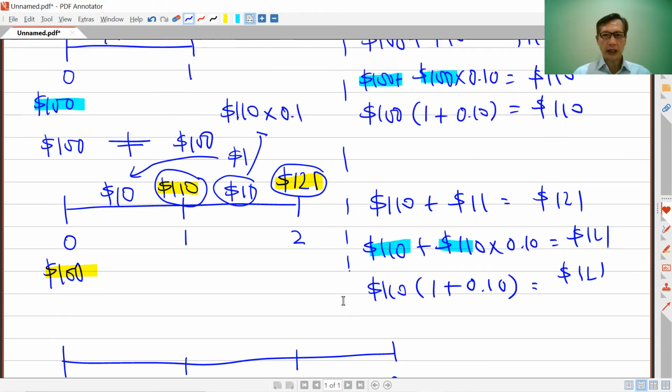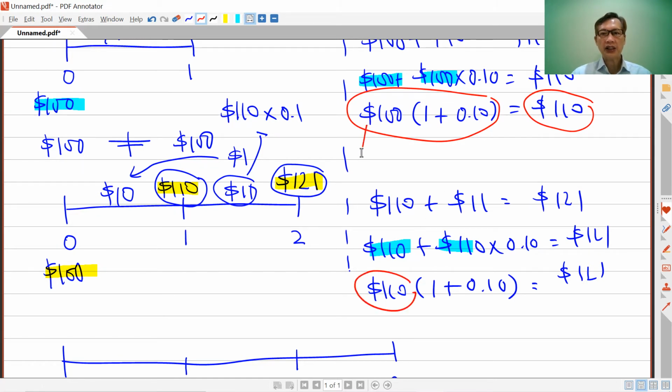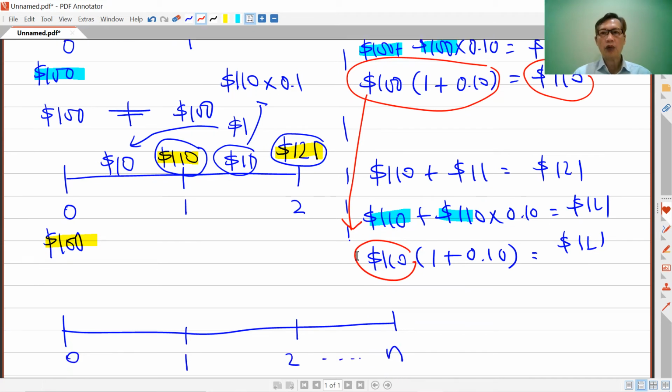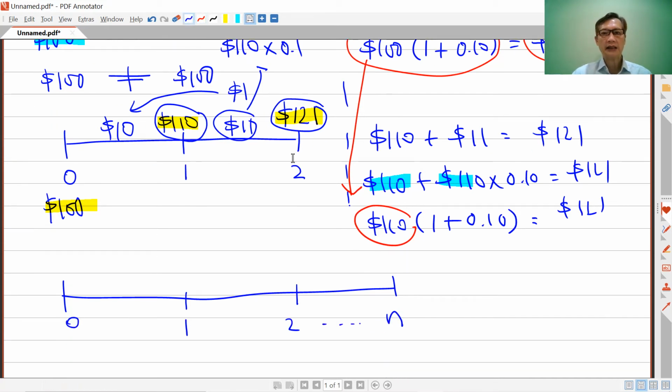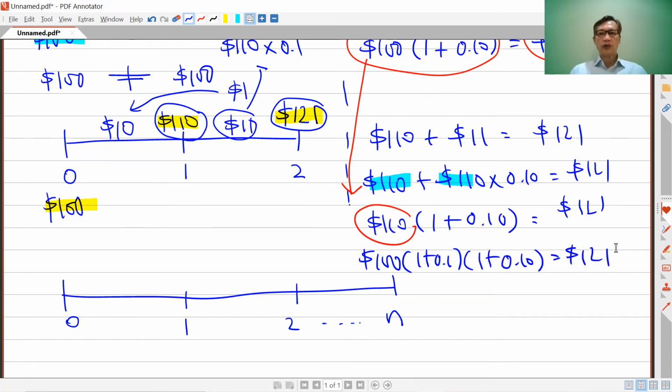So let's go back to the 1 year. We can now replace this one here. This is a 110, which means it is the first year 100 starting plus the interest. So we're going to replace the 110 here with this 100 times 1 plus 0.1. So this is the 100, 1 plus 0.1, and then you have another 1 plus 0.1 here. That gives you the amount at the end of 2 years.